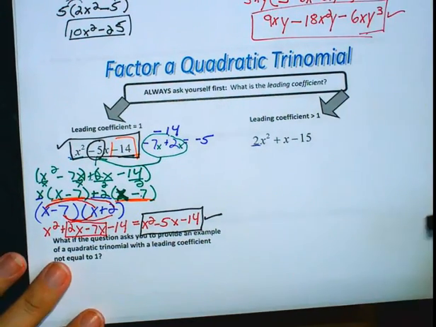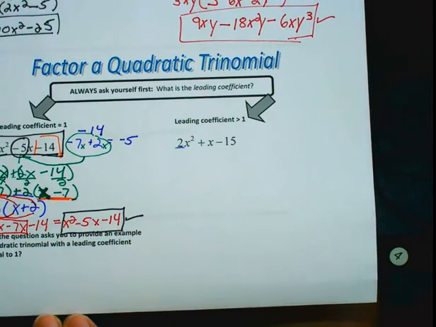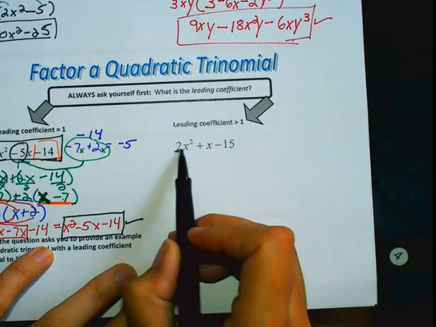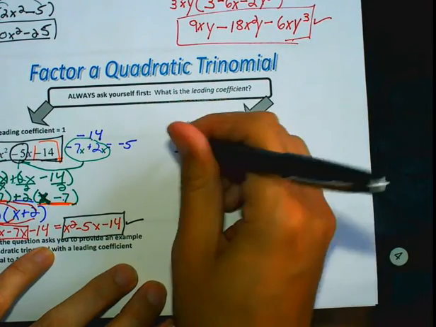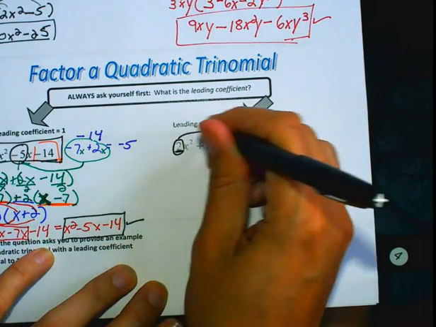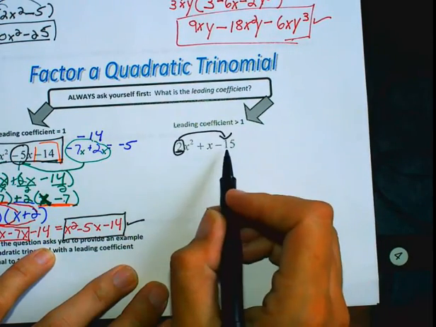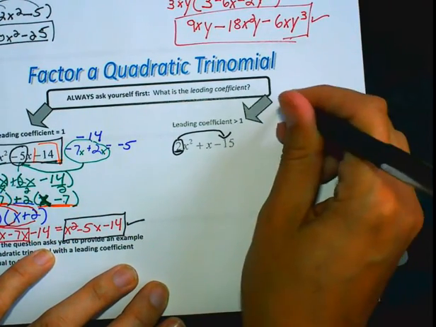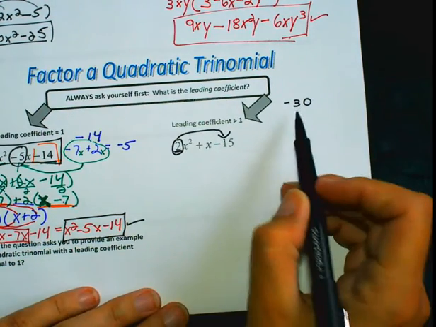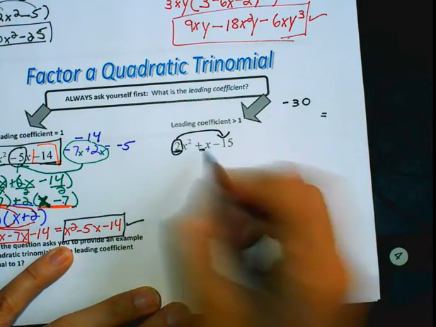Okay, let's take a look at the leading coefficient greater than 1. This process is very similar, there's just one extra step. The extra step is you've got to know what to do with that leading coefficient. So we're going to make this extra step here in the beginning. I've got my leading coefficient here of 2, and I'm going to multiply it times the last term, negative 15. So 2 times negative 15 is negative 30. Now, what I'm looking for is numbers that multiply to negative 30, but add to 1.